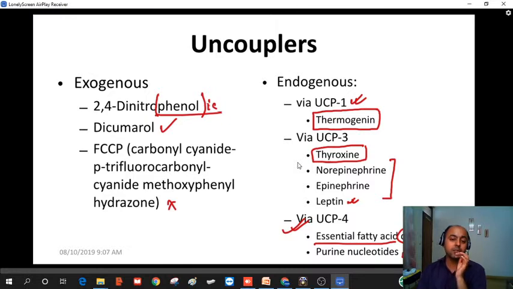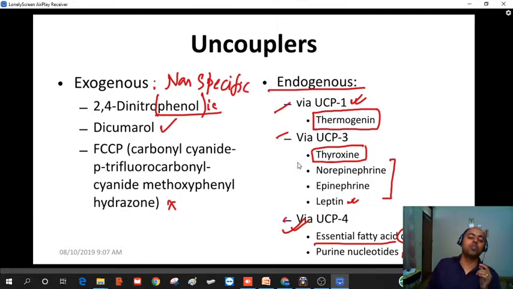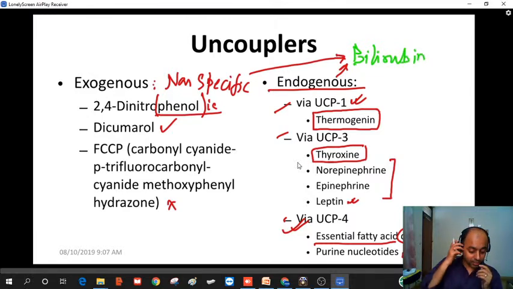So remember, these are some exogenous and endogenous uncouplers. Exogenous uncouplers are generally non-specific, whereas you can see the endogenous ones are specific. They are acting on one type of UCP. An endogenous non-specific uncoupler is bilirubin.